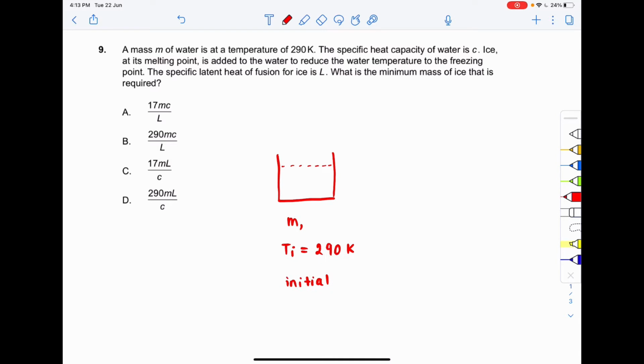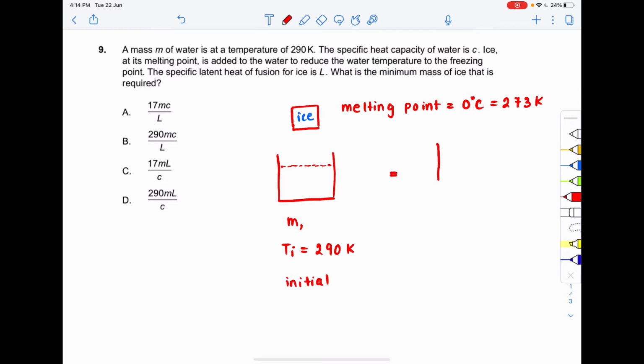Now what is happening over here is that, suppose there is ice. Over here this is the slab of ice. And the ice, which is at its melting point, is added to the water. So that means the ice is at its melting point. So what will happen when this ice is added to this water at 290 Kelvin?